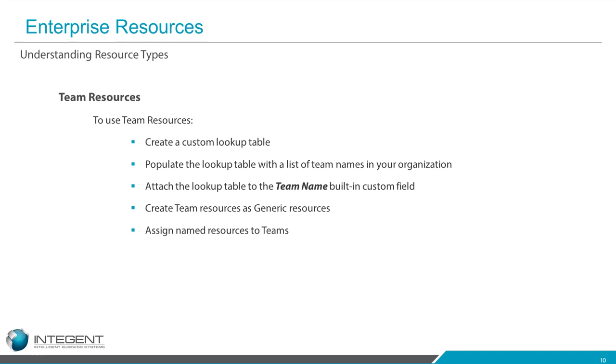Once you've done all that, you also have to associate the resource that is on the team. In the enterprise resource pool, the administrator would be completing a team name custom field that is there in the enterprise resource window for that particular resource, and then they would associate that resource to the team.